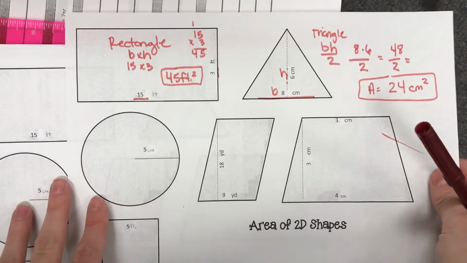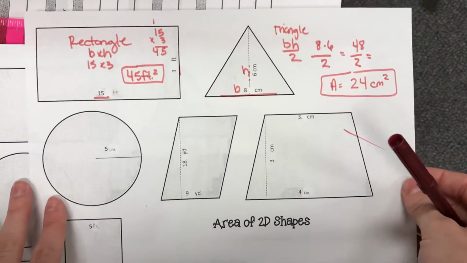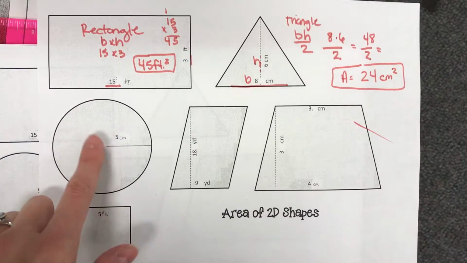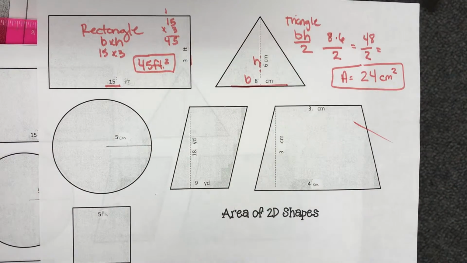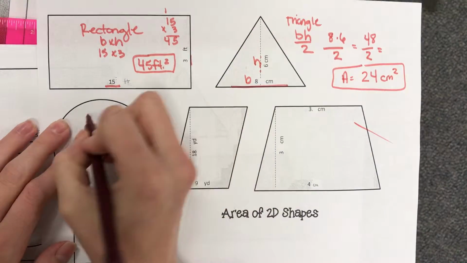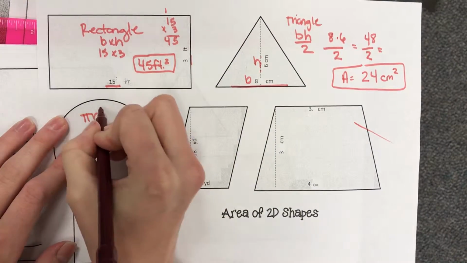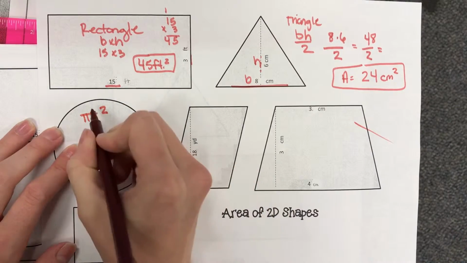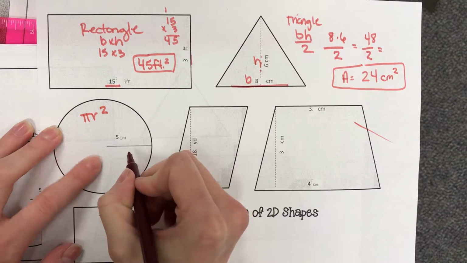Okay, next shape. Next shape, I've got my circle. We're gonna do the circle next. So looking at your formula chart, what is the area of a circle formula? Pi r squared. Okay, pi r squared. So that r squared means radius squared.